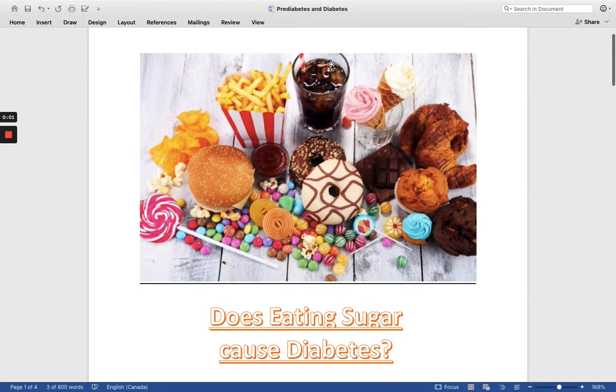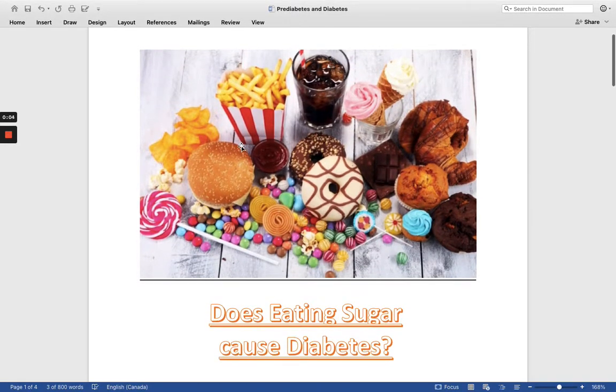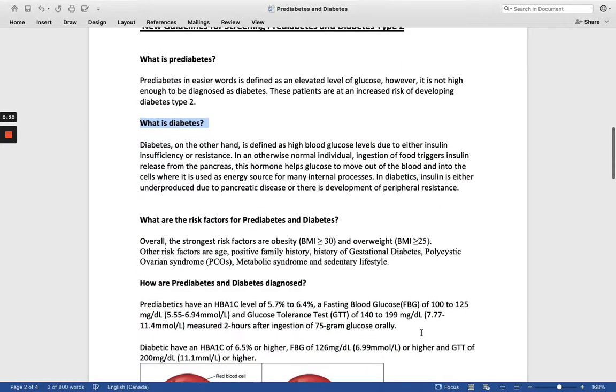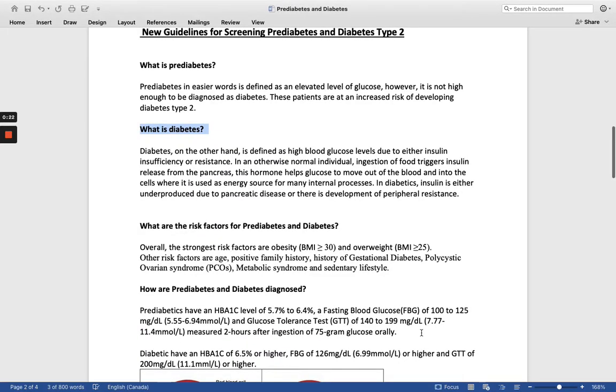Hi everybody. So today our topic is prediabetes and diabetes. We'll be getting into detail about the risk factors and we'll be answering this question today. Okay. So prediabetes and diabetes. A little bit of information about the diagnosis, about risk factors, and then we'll discuss new guidelines for screening for these two diseases, okay? So what is prediabetes?